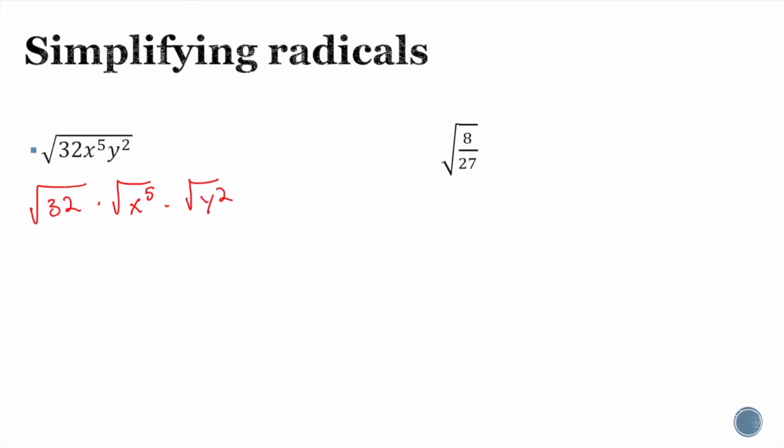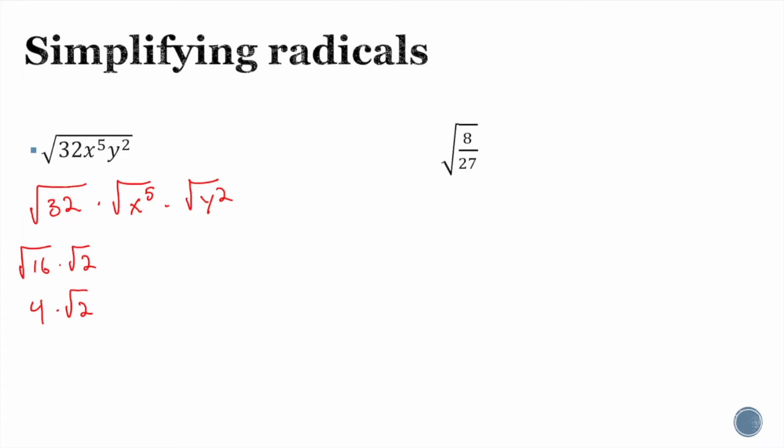so. And I can't take the square root of 32. However, I do know that 32 is 16 times 2. And this helps me because the square root of 16 is 4. The square root of 2 is left alone. And there. Now let's take a look at the square root of x to the fifth.